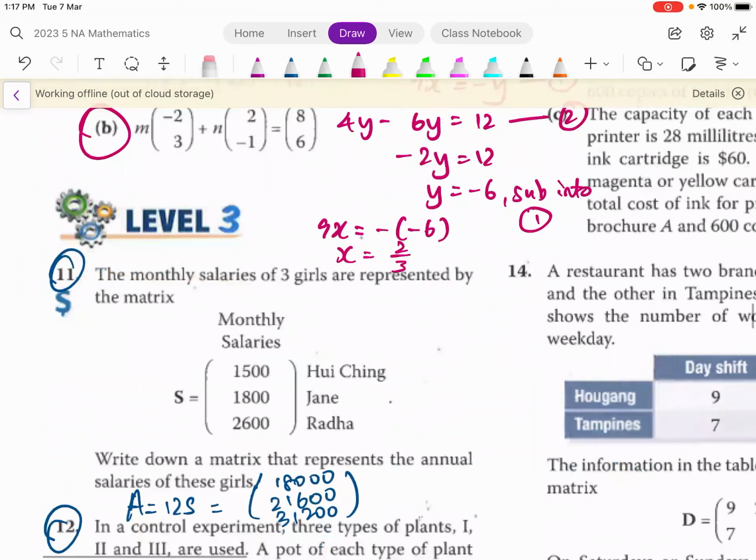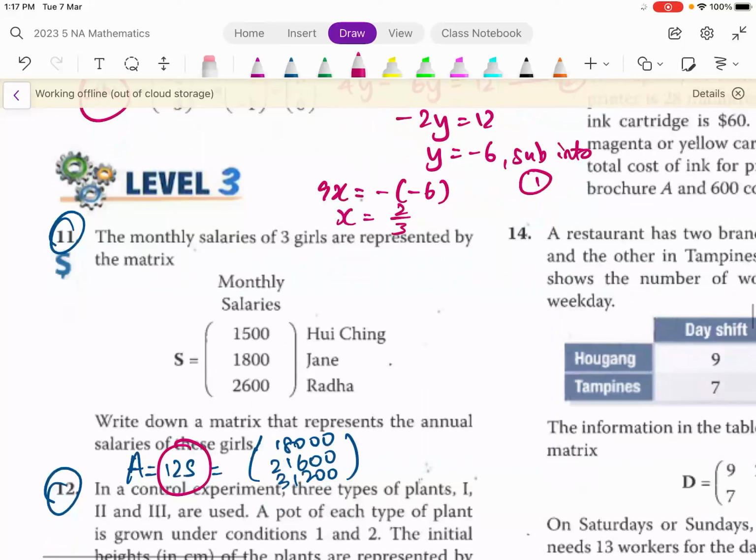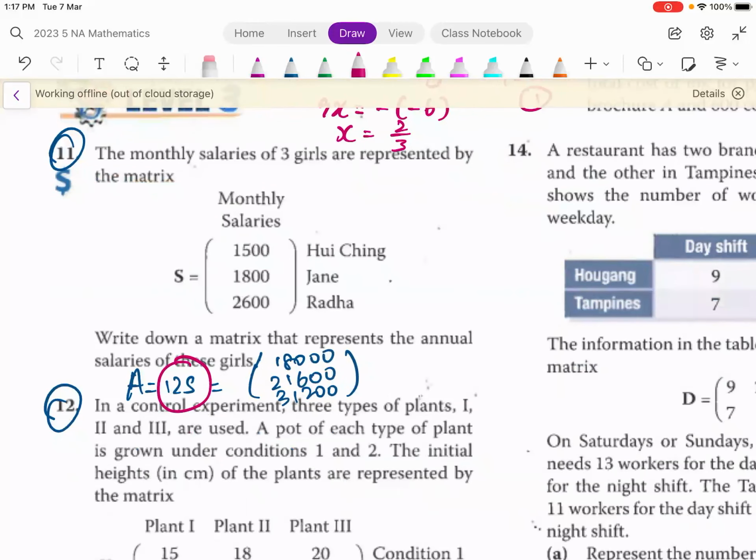Okay, so annual salaries for these girls, a matrix representing that will be 1 year, 12 months. So 12 times S. They didn't specify what you should call the matrix for the annual salary. So I just used the letter A for annual. Okay, so just multiply by 12, you get the answer like this.